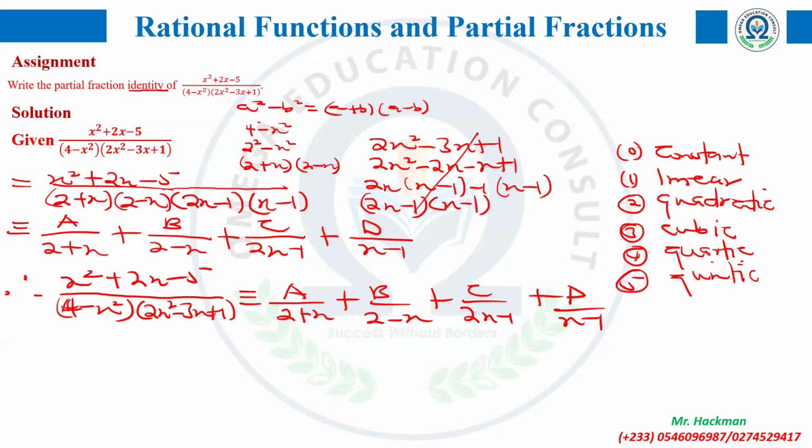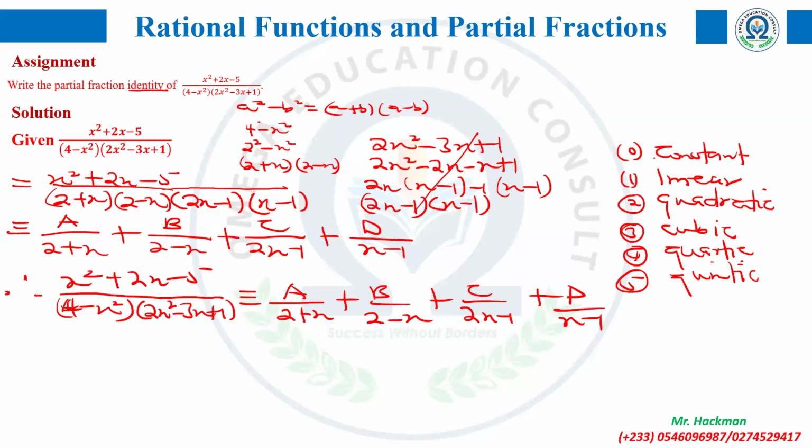If your degree is 0, it is a constant. If your polynomial has a degree of 1, it's given a special name: linear polynomial. Degree 2 is a quadratic polynomial. 3 is cubic. 4 is quartic, as in quarter, quartic. And 5 will be quintic.